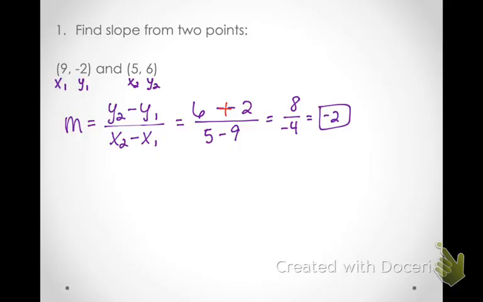Also, notice that we had 6 minus minus 2. Well, that just becomes 6 plus 2. Make sure you always simplify your answer as far as you can. Don't leave this as 8 over negative 4.